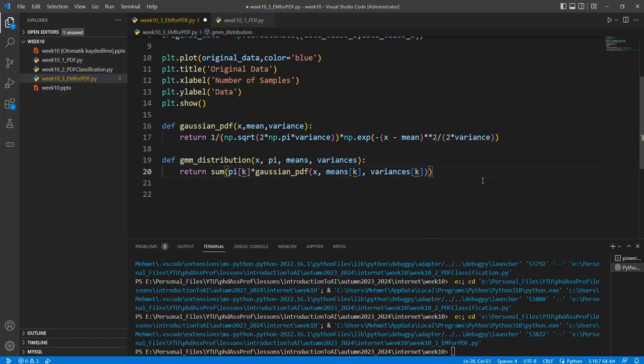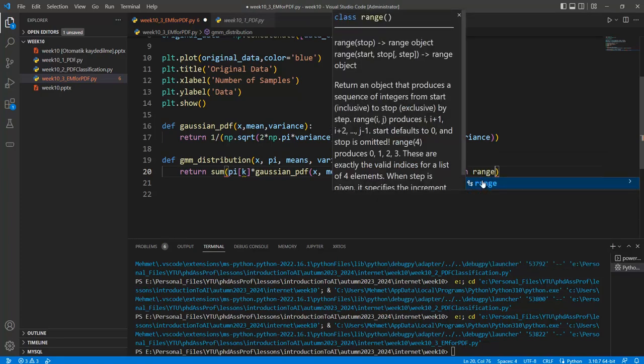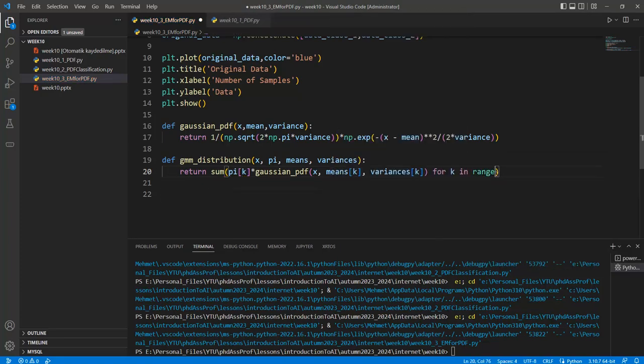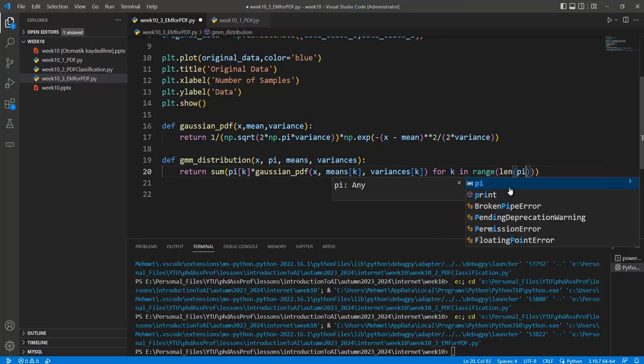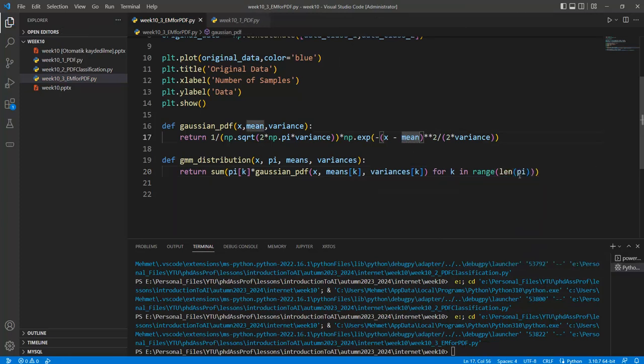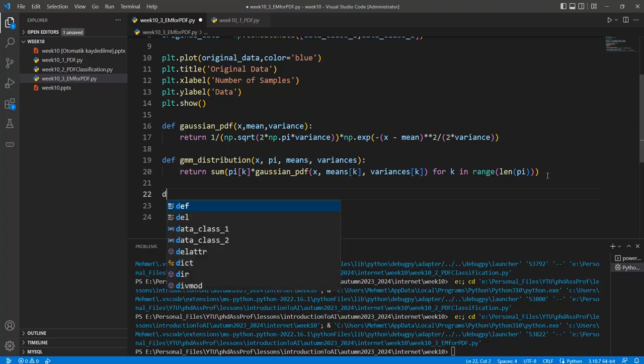For the what? For k in range of, for example, len pi. For example, so we can say the mean or variance value, but the pi is, if we have two classes, 2 pi is given in here. Okay, this is the summation of the what? The total probabilities. Okay, and then we should define the log likelihood function in here.